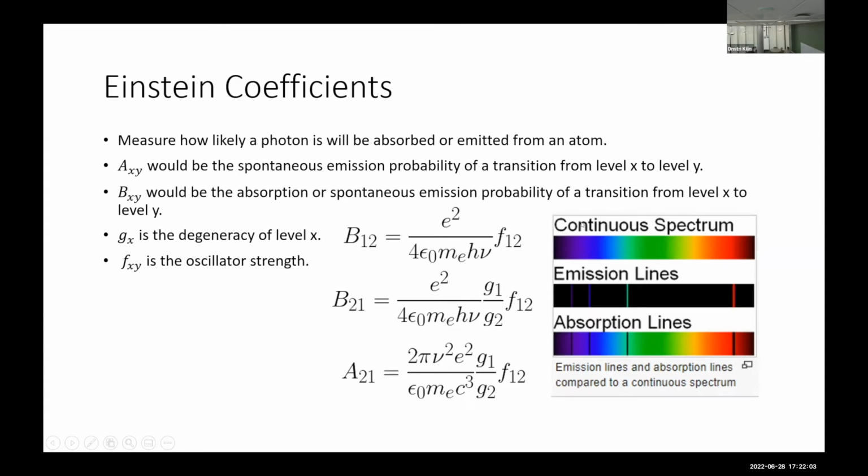g of X is our degeneracy, which is how many states could be in one level, and then f of XY is our oscillator strength.